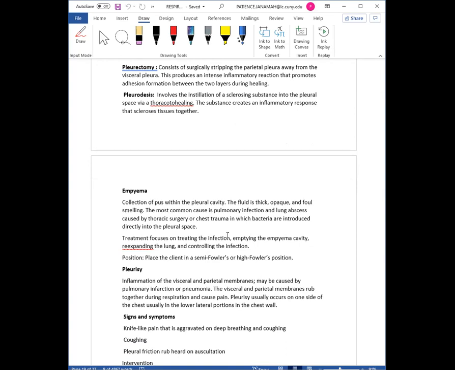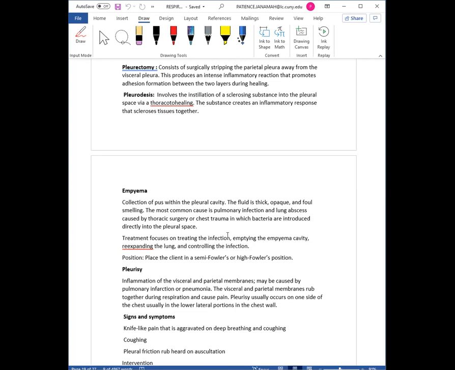Position: place the patient in a semi-Fowler's or high Fowler's position. Mostly empyema will lead to putting in a chest tube to drain fluid from the patient's lungs. It's an opaque, foul-smelling fluid that comes out, and it is usually caused by risk factors like a lung abscess. You have an abscess on your lungs. So if there's an abscess on your lungs, what happens?